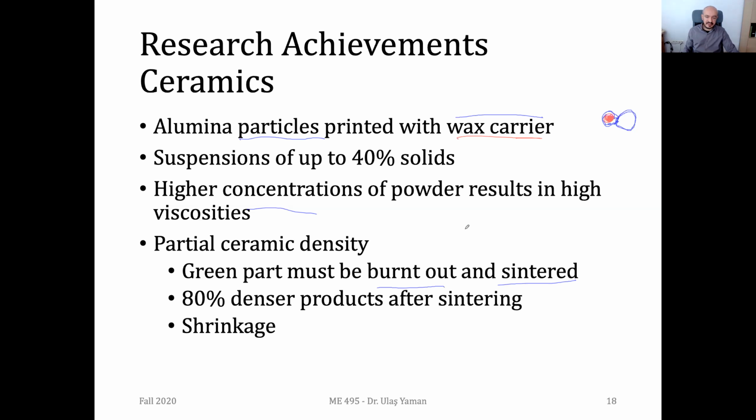And after the sintering, since you are joining these particles together, they will decrease the amount of porosity you had before sintering. But the problem is shrinkage: since they are joining together, the overall size after the green part will decrease, and you need to be aware of this shrinkage percentage and design your parts accordingly. Any questions about this issue?